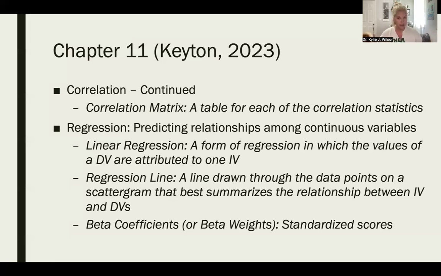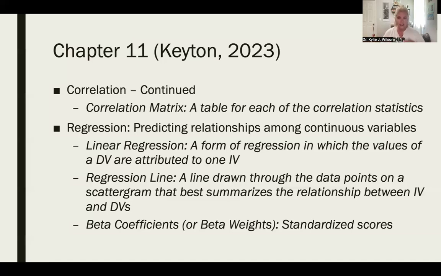Then we talk about regressions, and this is where we're predicting the relationships among continuous variables. So a linear regression is a form of regression in which the values of the dependent variable are attributed to one independent variable, right? So the independent variable is the one that we manipulate, we change, and then that has effects on the dependent variable. So if I change something in my independent variable, I'm going to see the values of my dependent variable shift based on that one independent variable, okay?